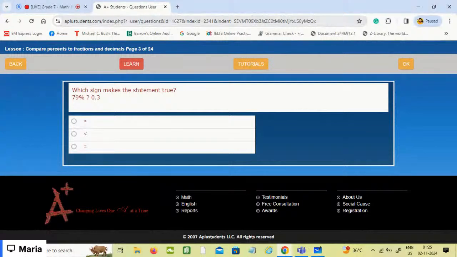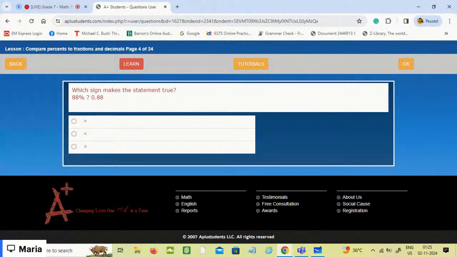79% is greater than 30%, right? You cannot compare two values until they are in the same form. So before comparing them, make sure they are in the same form, either in percentage form, decimal, or fraction. So which sign makes the statement true?